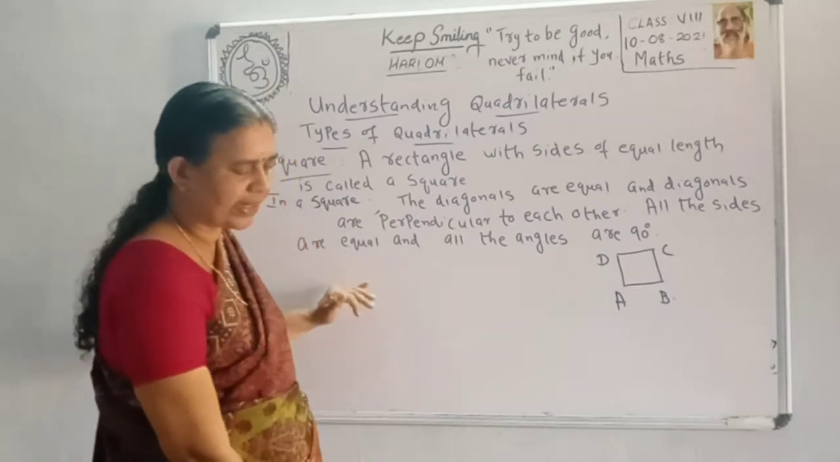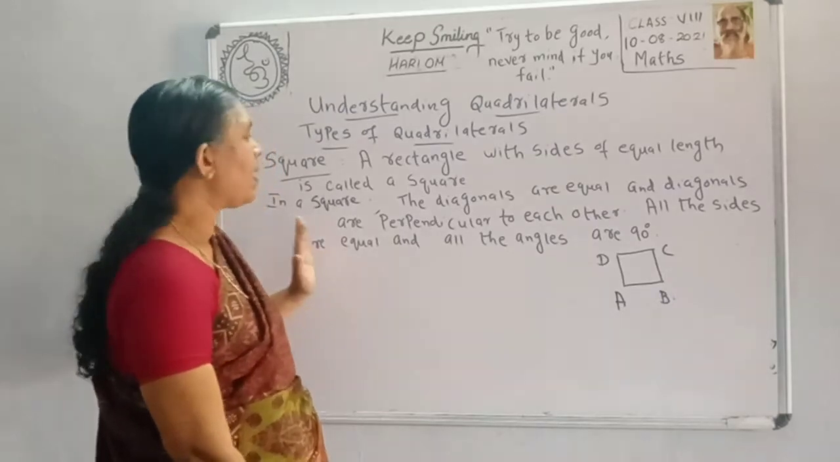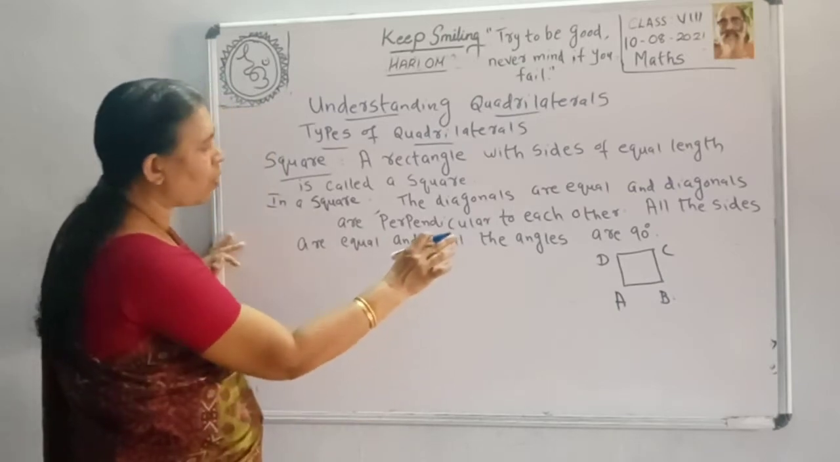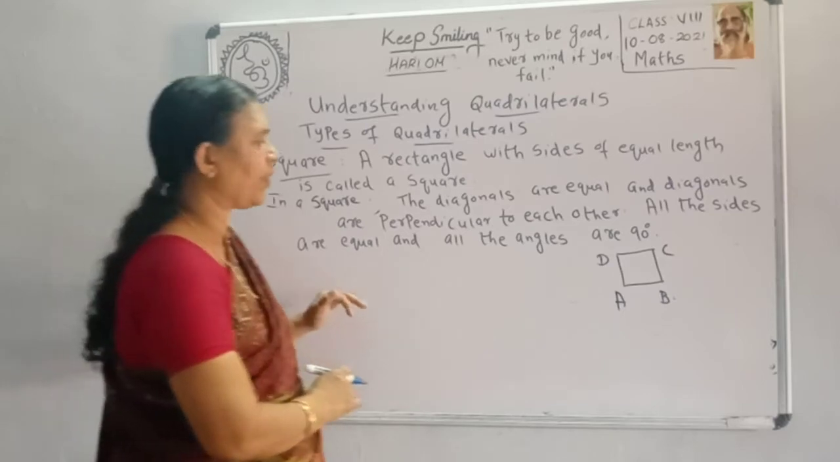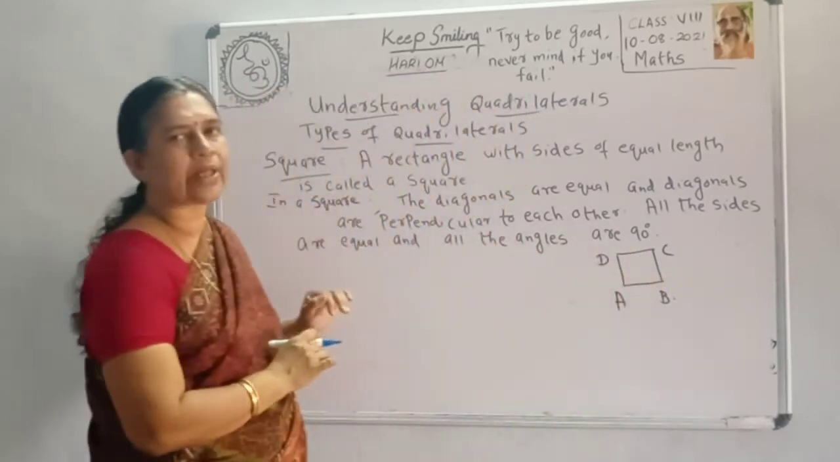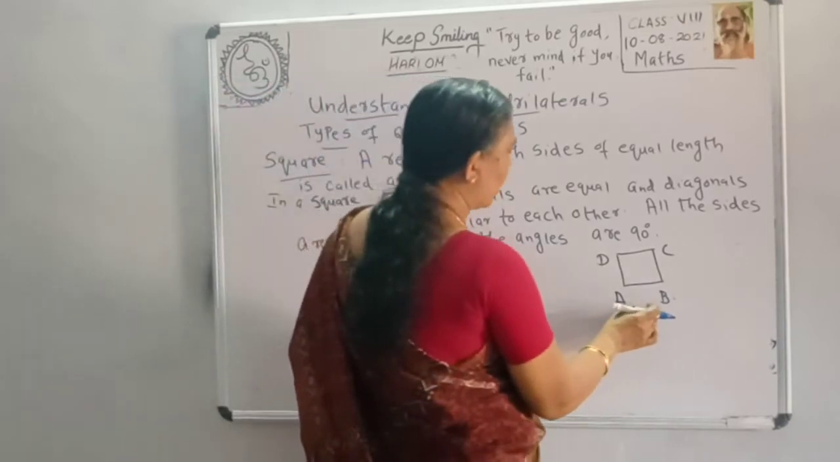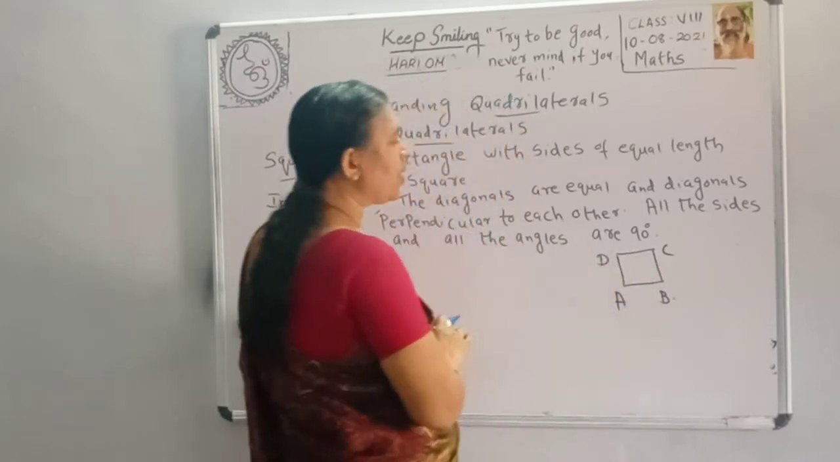So in a square, what are the properties? The diagonals are equal and the diagonals are perpendicular to each other. All the sides are equal and all the angles are 90 degrees. Angle A is equal to 90 degrees, angle B is equal to 90 degrees, angle C is equal to 90 degrees and angle D is equal to 90 degrees.